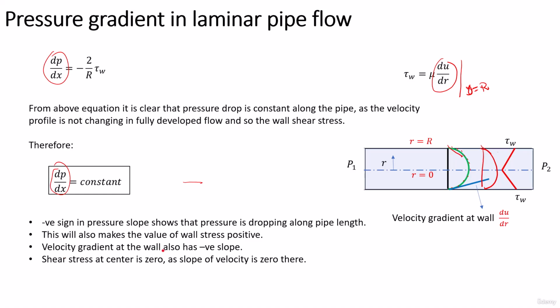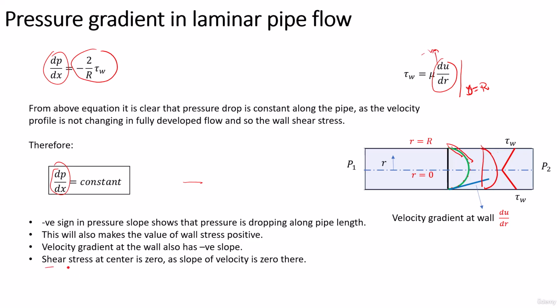The velocity gradient at the wall also has a negative slope, because the slope will be like this. And it means that there is a minus sign here. So the wall shear stress actually, because the gradient is negative, becomes positive, okay. This will be a negative value.